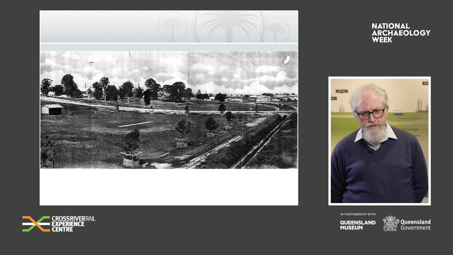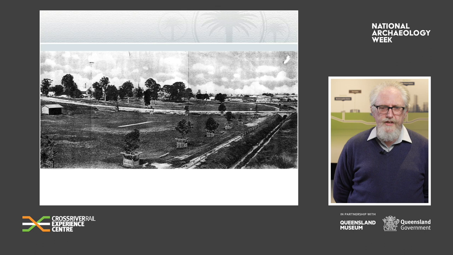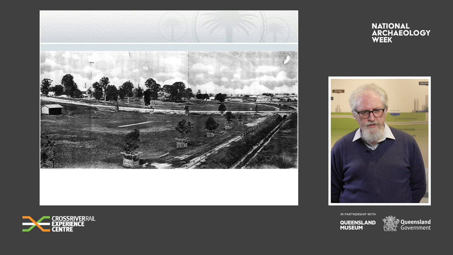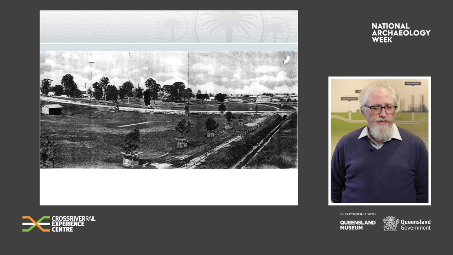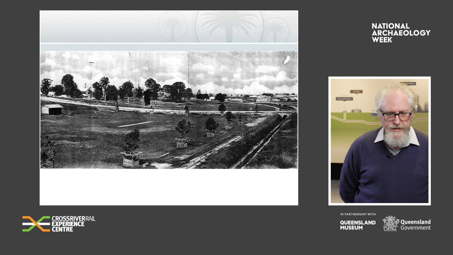In 1913, the Ithaca Town Council, as it was then, because it was prior to the amalgamation of the different councils in Brisbane, which occurred in the 1920s, applied to the state government to turn the cemetery into parkland. And that's what happened. So in 1914, it was turned into parkland. And here we can see the parkland.